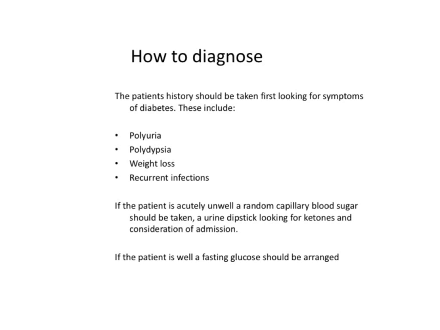Whenever a patient first presents where you're considering diabetes, the first thing is to take a history looking for the symptoms of diabetes. These include polyuria, polydipsia, weight loss and recurrent infections, amongst others. If the patient is acutely unwell, a random capillary blood sugar should be taken, and a urine dipstick looking for ketones, in consideration of admission. If the patient is well, then a fasting glucose should be arranged.